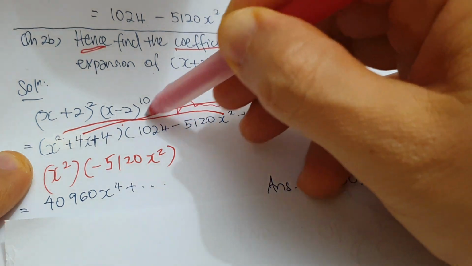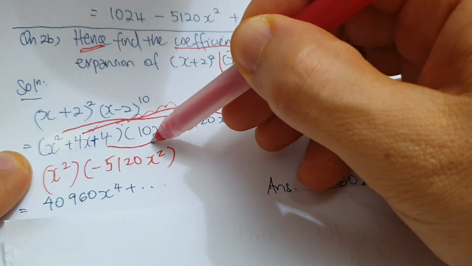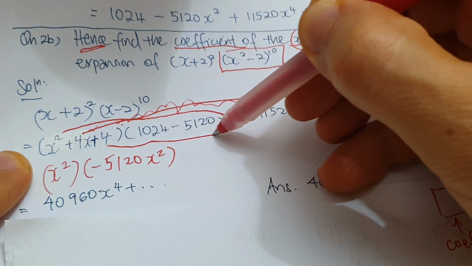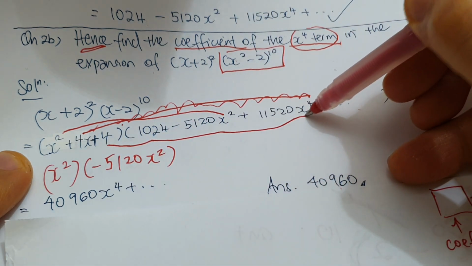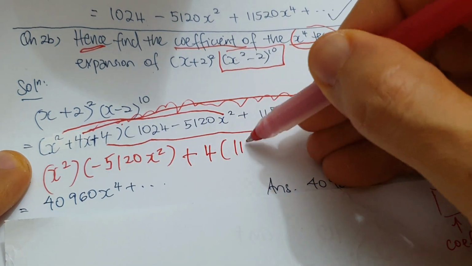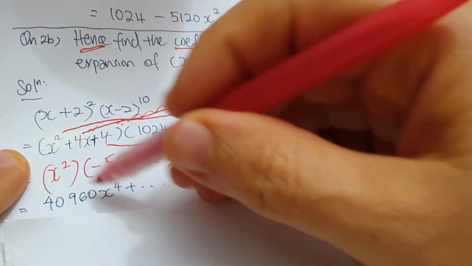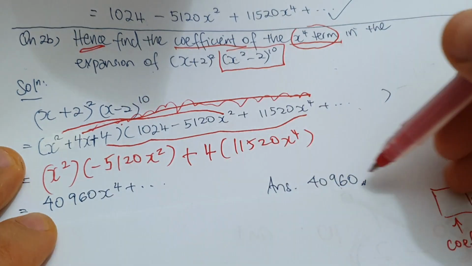So sorry, none of your business. This one, none of your business. Now you combine with you, cannot. So you plus 4 times 11520x about 4. This combined with this is going to give you this, which is what they want.